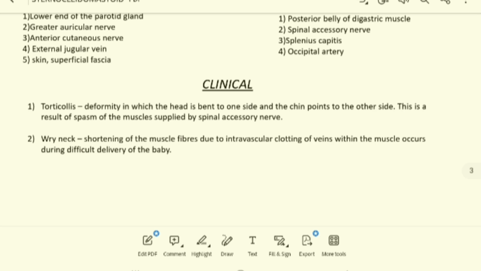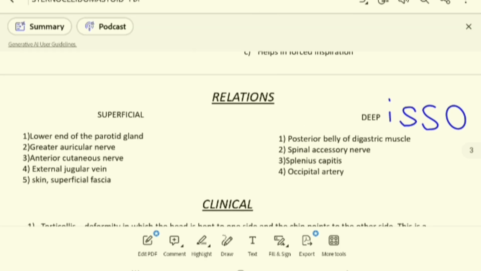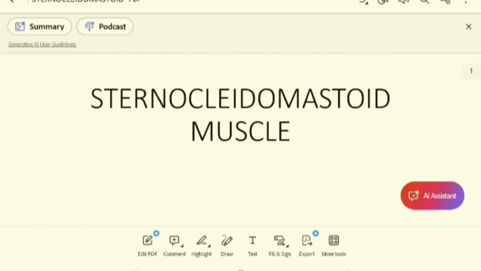Next is basically wry neck. So that is shortening of the muscle fibers due to the intravascular clotting of the veins within the muscles that occurs during difficult delivery of the baby. Okay, so this was it for the sternocleidomastoid.